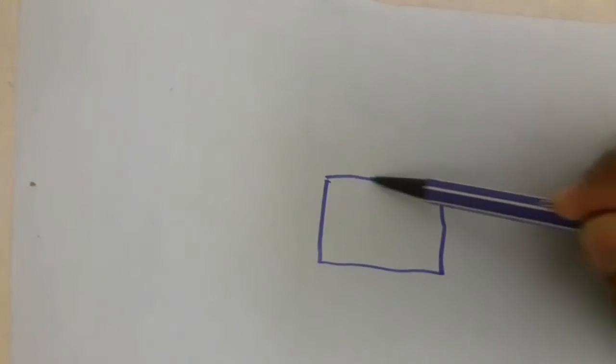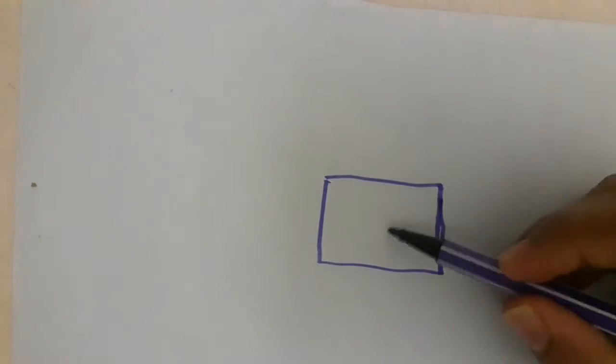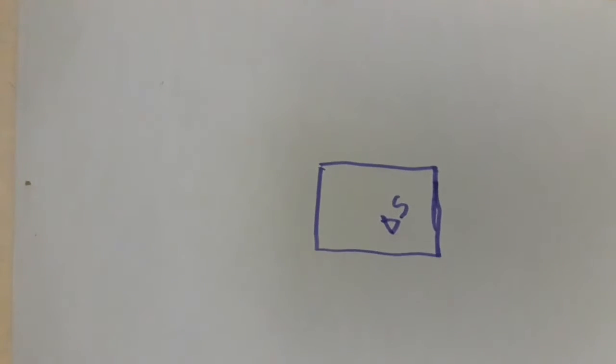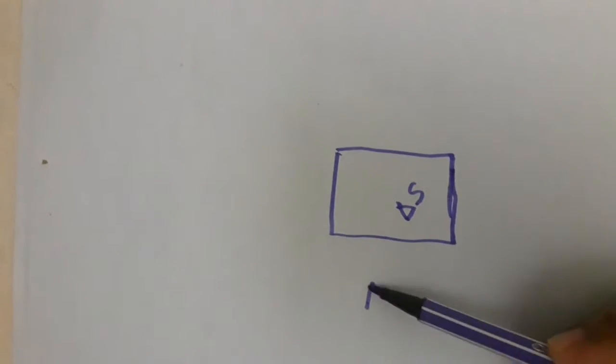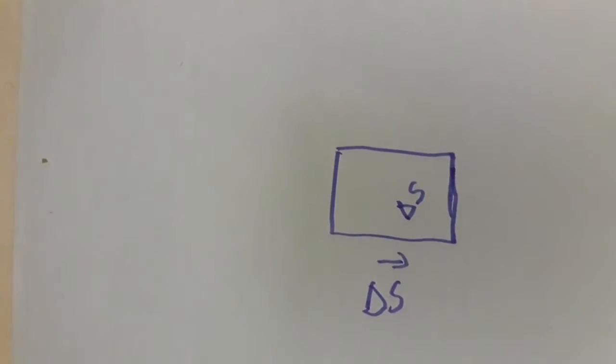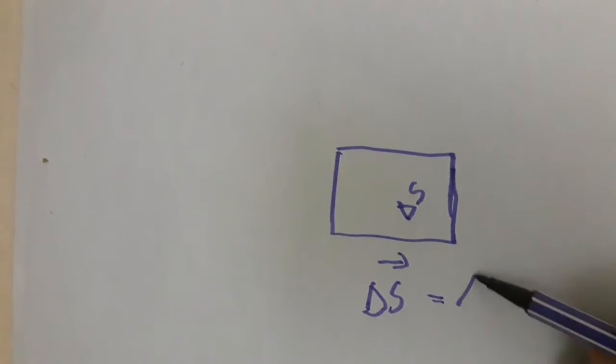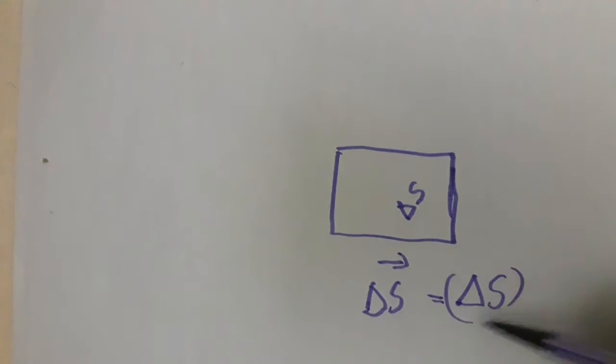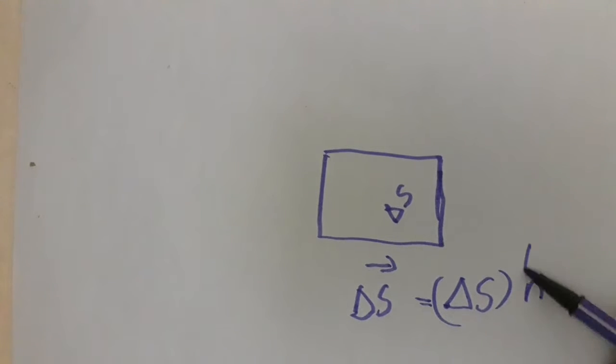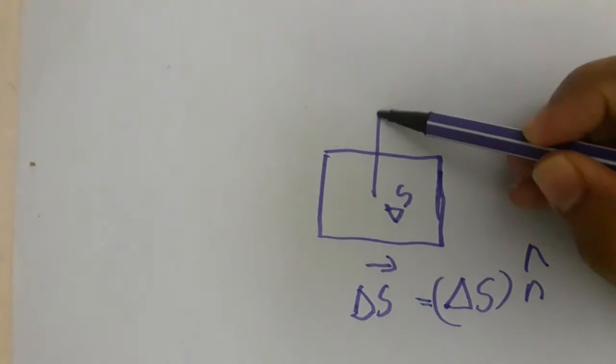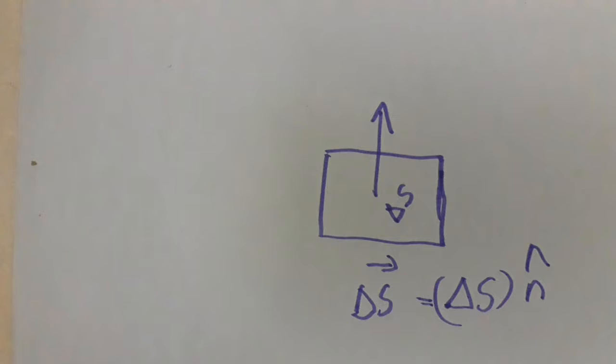So we can say if this is the surface of area delta S, then the area vector delta S is equal to the area delta S into a unit vector in the direction normal outwards. So that's all about the area vector.